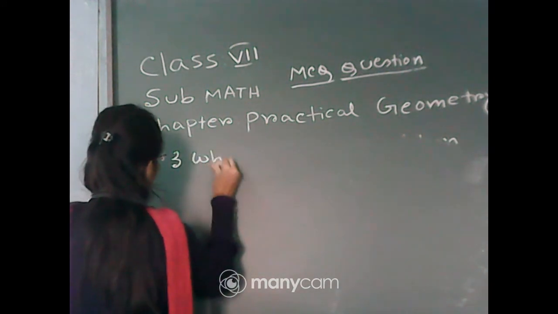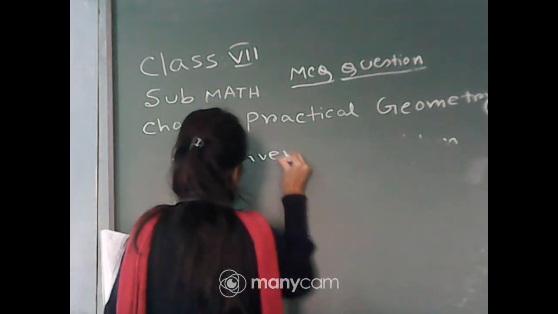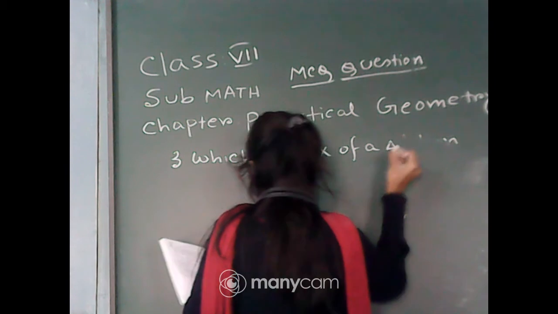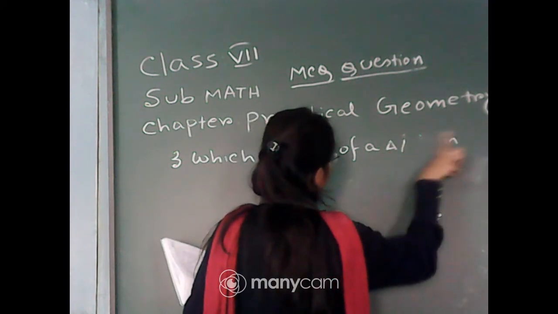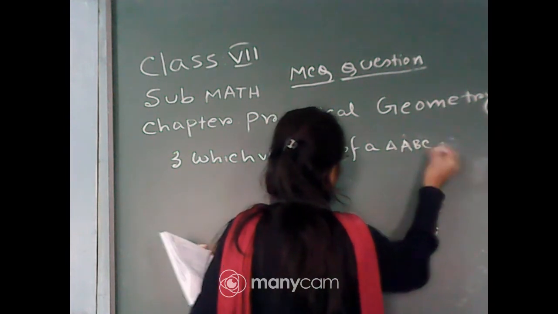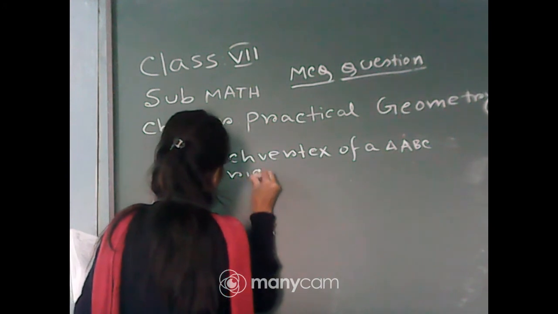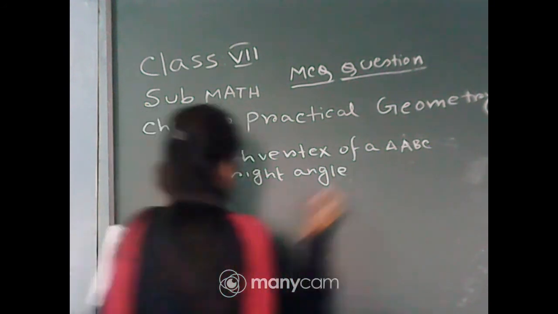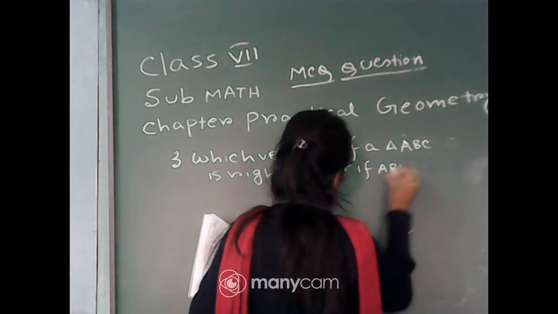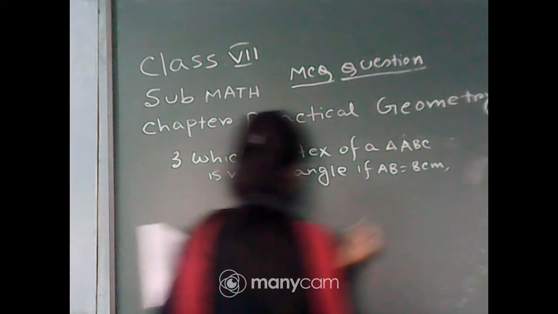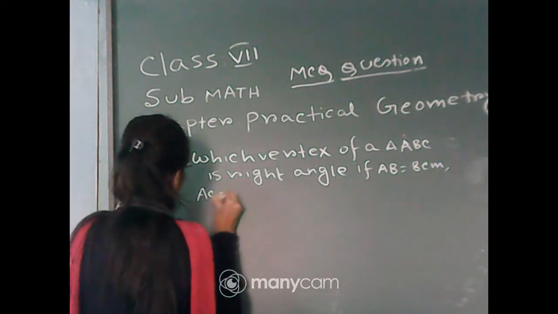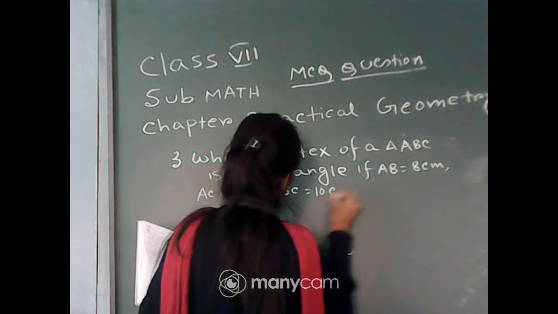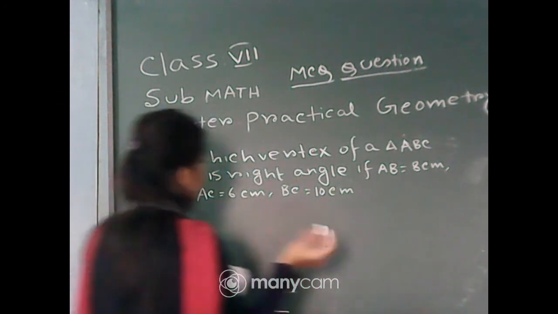Which vertex of a triangle ABC is right angle if AB is equal to 8 cm, AC is equal to 6 cm and BC is equal to 10 cm? First we will draw the picture.